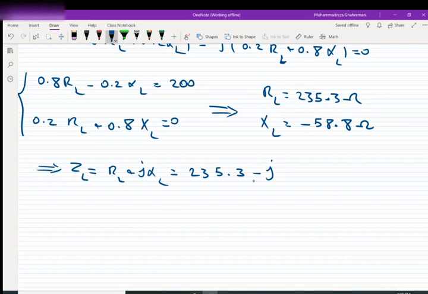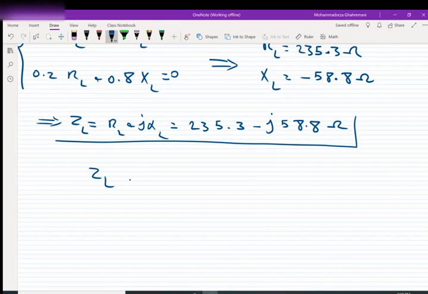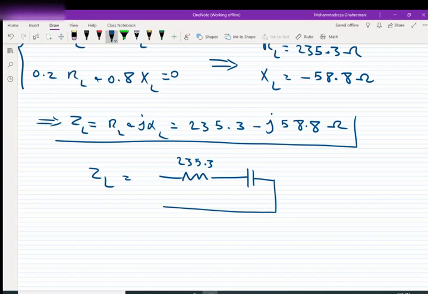235.3 minus j58.8. So this one is the ZL. So the ZL is equal to a resistor and a capacitor. The resistor with the value of 235.3 ohms, and the capacitor with the ZC equal to negative j58.8. So this one is the ZL, in order to have 10 volts with the angle of negative 90 accuracy.